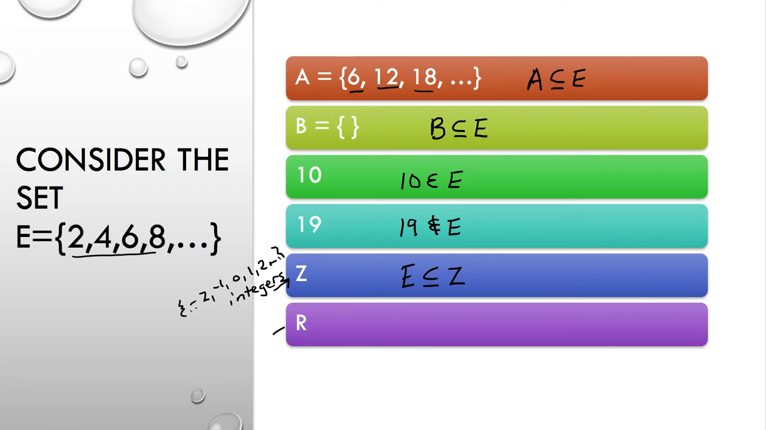All right, what about the R? R is the real numbers. And remember that that's everything. That's your huge group of all your rational and your irrational numbers. So would the even numbers be a subset of the real numbers? And they would. So I'm going to write that E is a subset of R.